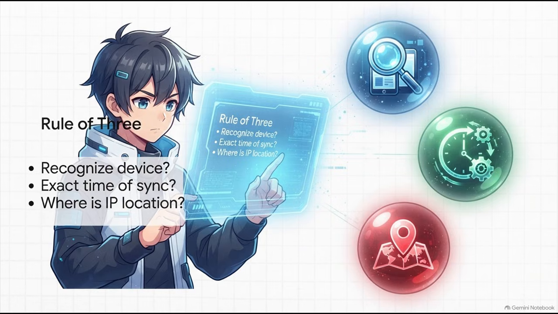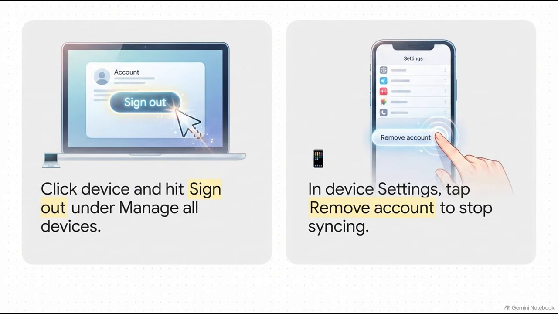Just don't freak out if it says your phone is 50 miles away right now. IP locations are notoriously weird and often just assume we all live at the nearest major airport. When it's time to actually pull the plug, the removal process is surprisingly different depending on what kind of hardware you're holding.